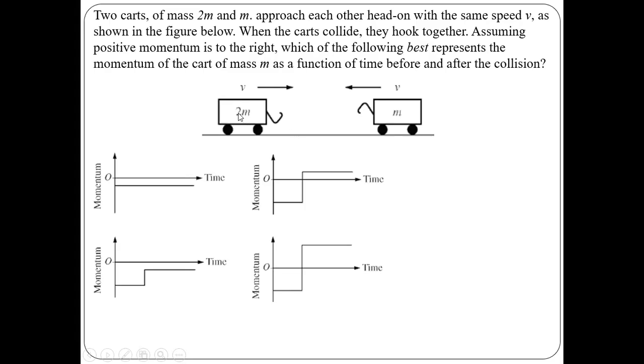Well, 2m times v is bigger than m times v. This is positive, that's negative. So when you add them, this quantity is bigger. Because it's bigger, it says that the initial momentum of the system is pointing rightward.